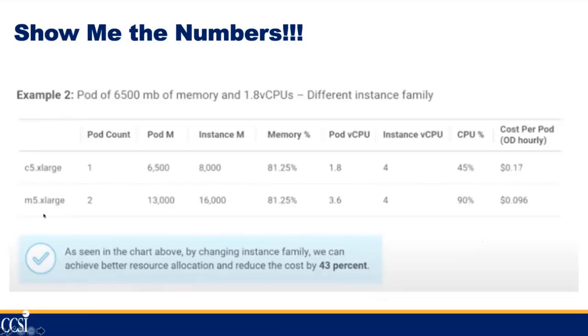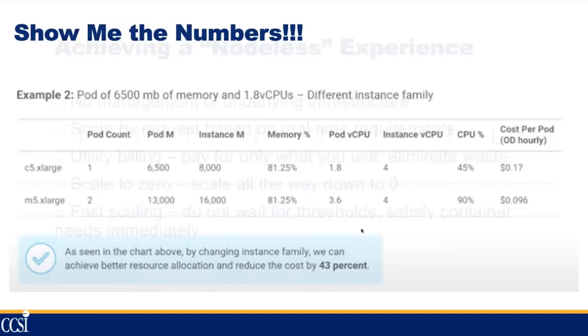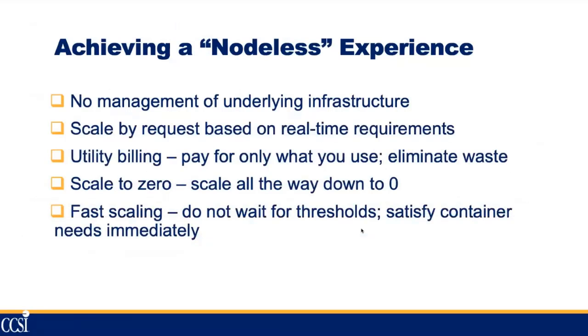If I go to a second one, I can change the whole class of the machine and move to an M5 extra large and run at 90% CPU, and the cost per pod goes almost in half at 9.6 cents. So I'd save 43 cents. And that's the automation and on-demand calculation that Spot can give you. So this allows you to achieve a nodeless type experience.